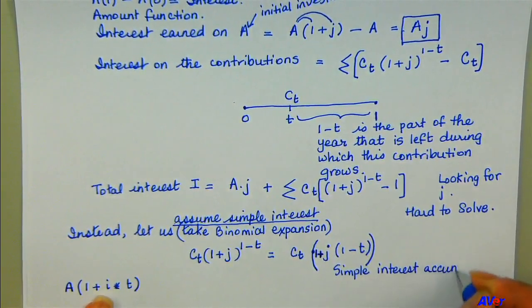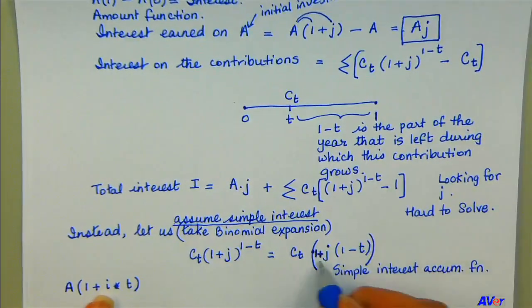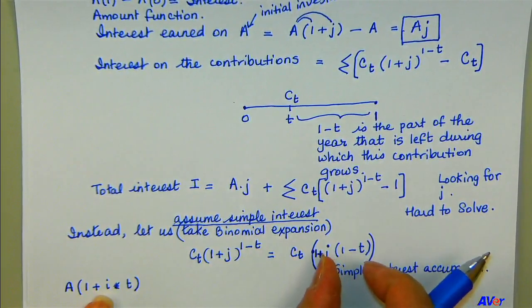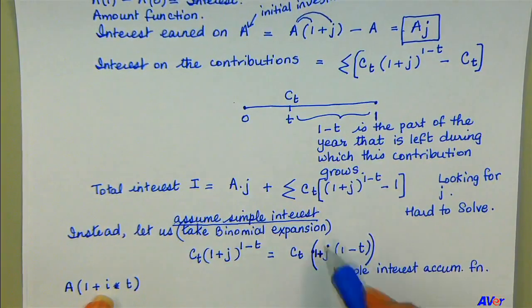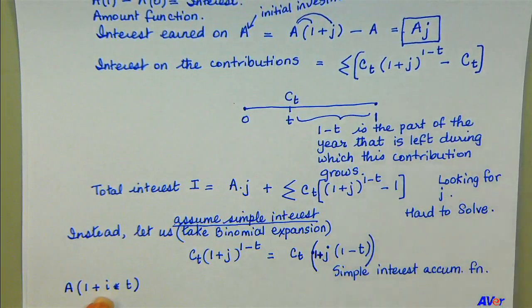Accumulation function. Right here, 1 plus I times the amount of time that the investment is in, right? 1 plus IT. That's what this is. Only my I is being called J, and the amount of time that it is in there is 1 minus T, because it only exists from time T to time 1. So that period is 1 minus T. Okay, so let me continue.